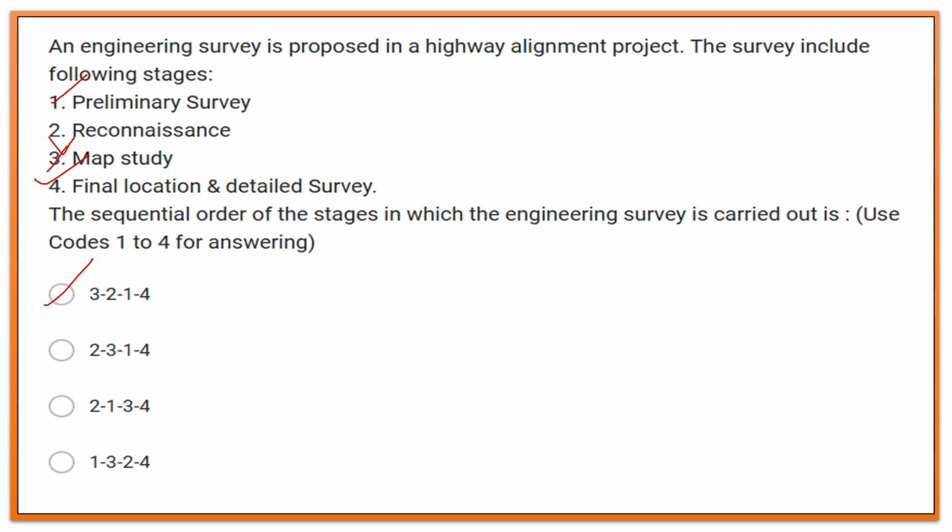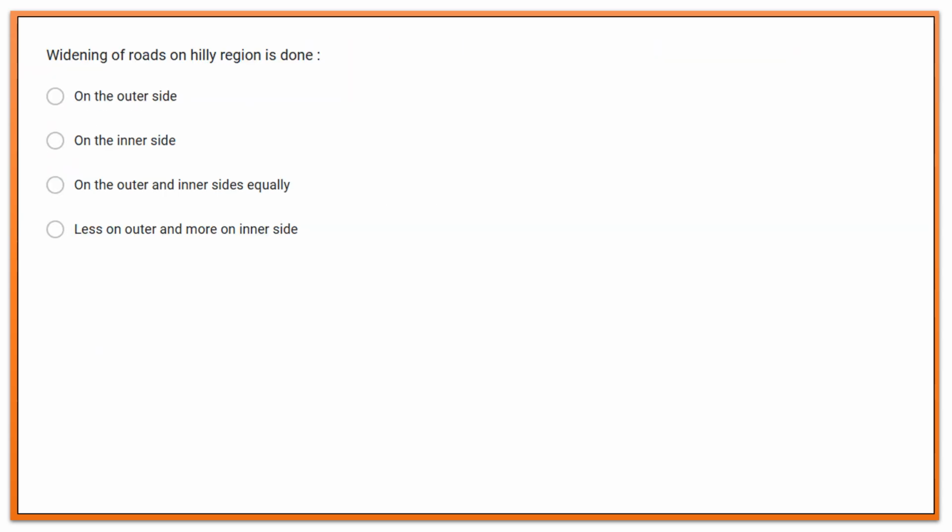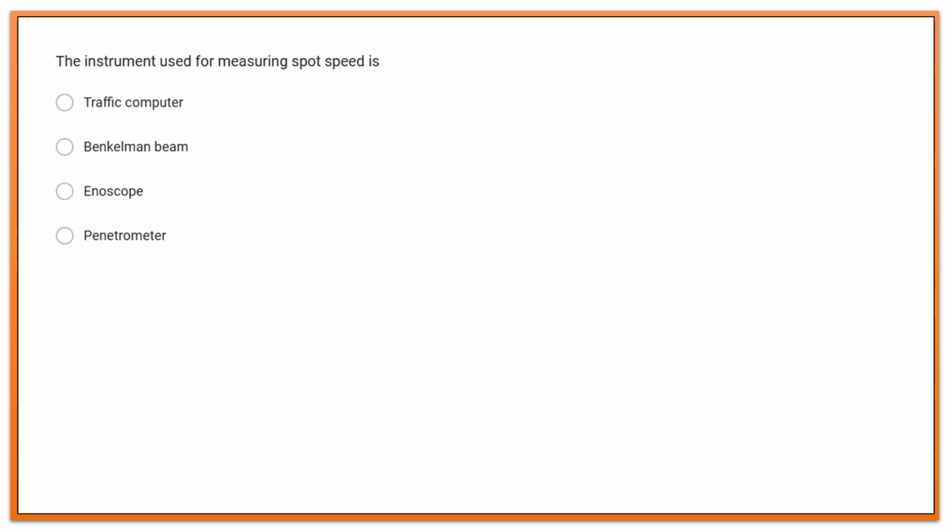The next question, question number 16. Remaining questions are one-liner questions. First one is: widening of roads in hilly region is done on the inner side. So option number second is correct here. The next question: the instrument used for measuring the spot speed is the enoscope. So option number C is correct.